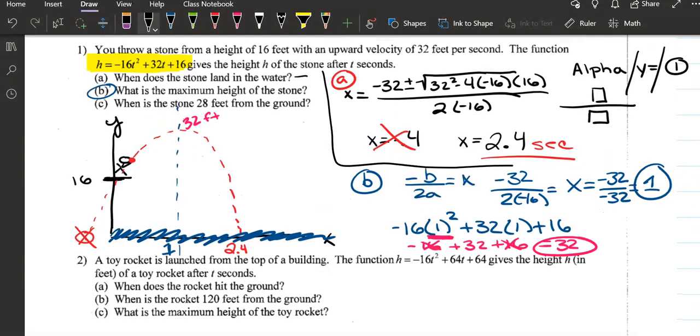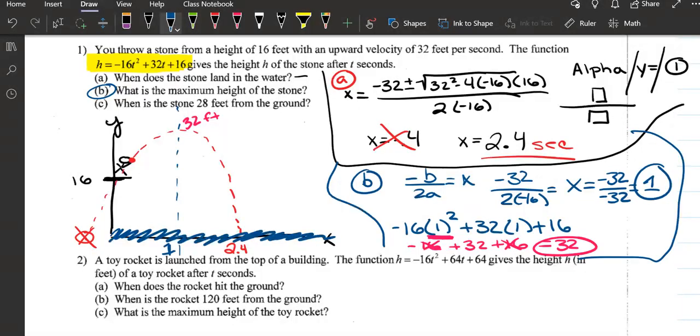So this is A. This is B. Last part. When is the stone at 28 feet? So let's think about this. If the max height is 32, how many times is the stone going to be at 28 feet?